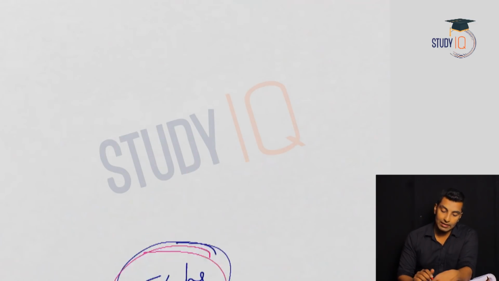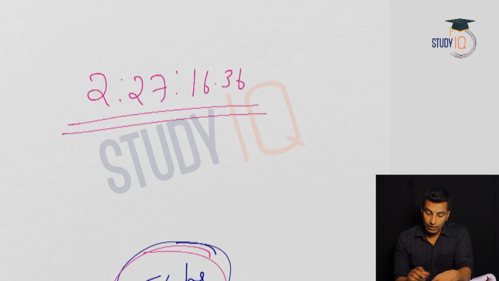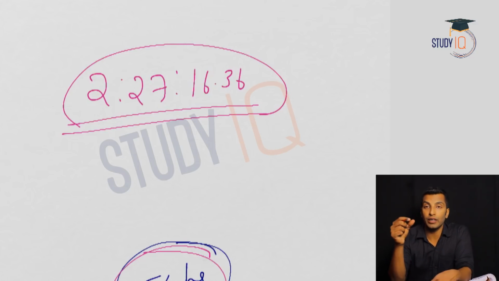So what is your final answer? You add to 2. So 2 hour 27 minute 16.36 seconds. So this is your answer. At this time, now you can turn your watch to this time and you can see it is actually making a right angle. And this is the first right angle between 2 and 3. Okay, I hope this is clear for all of you.